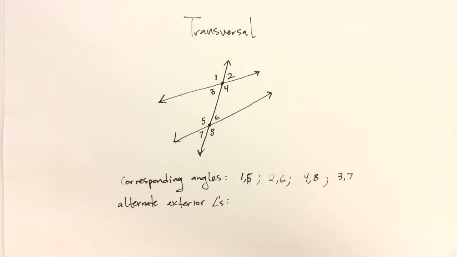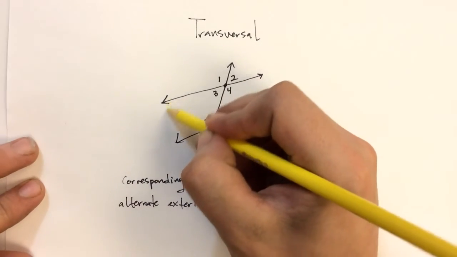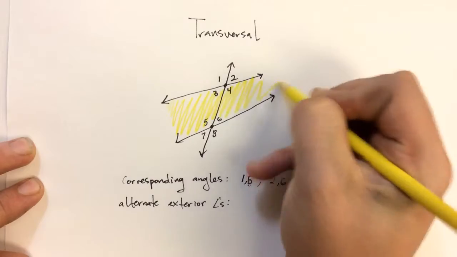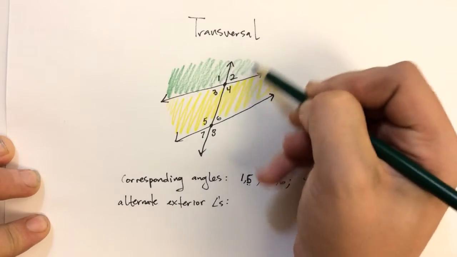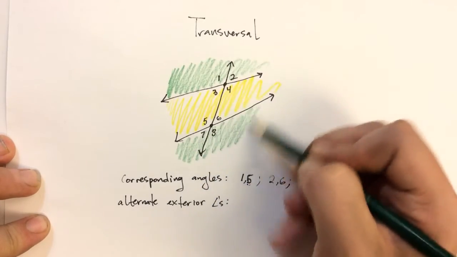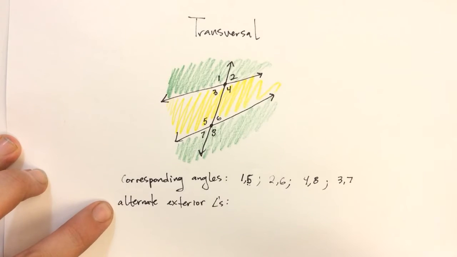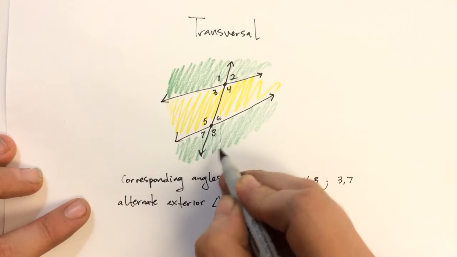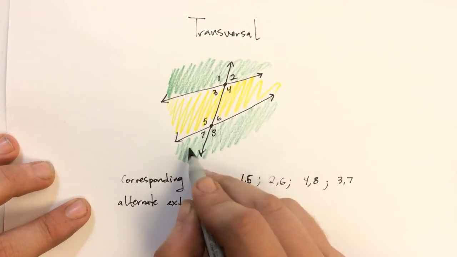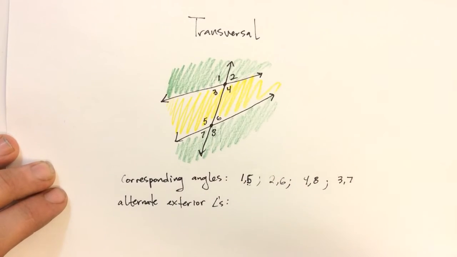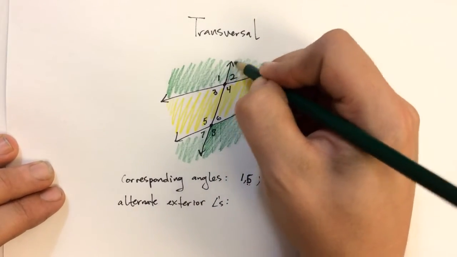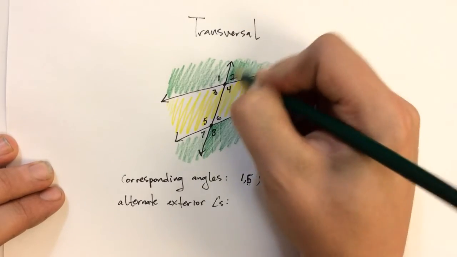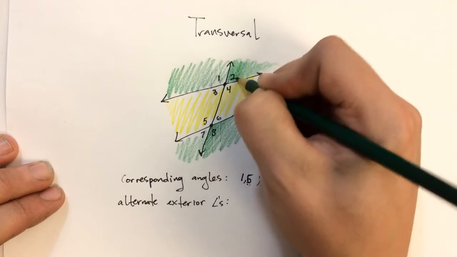So I'm getting some colors. I'm going to color my interior yellow. So the interior of my lines being transversed is yellow. The exterior of my lines being transversed is green. Okay. So alternate exterior angles are angles that are both in green but on different sides of this transversing line. So let's make one of them darker than the other on this side, and one of them darker on this side. Okay, so maybe we've got like a dark green and a light green.